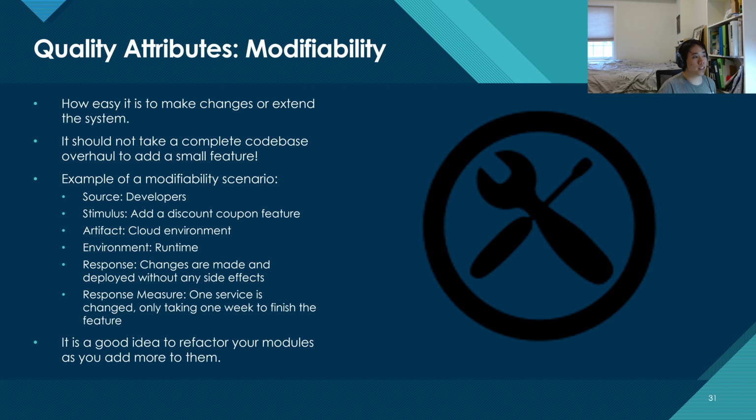Modifiability measures how easy it is to make changes to the system or extend it. The people who stimulate in this scenario would most likely be the developers or system administrators, pretty much the ones that maintain the app. For example, you may want to add a new feature, and you measure how much time it takes and how much stuff is required to change.